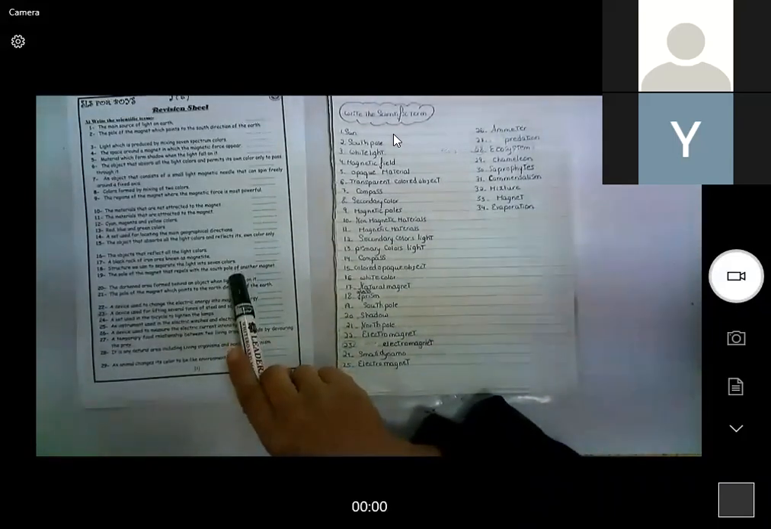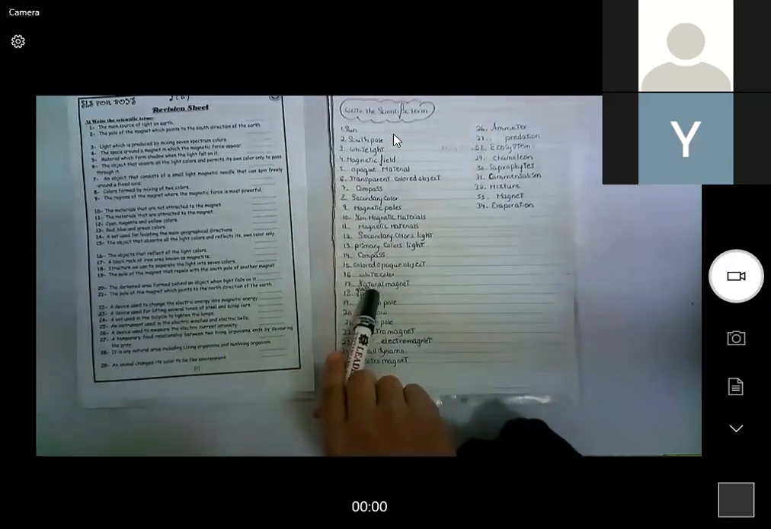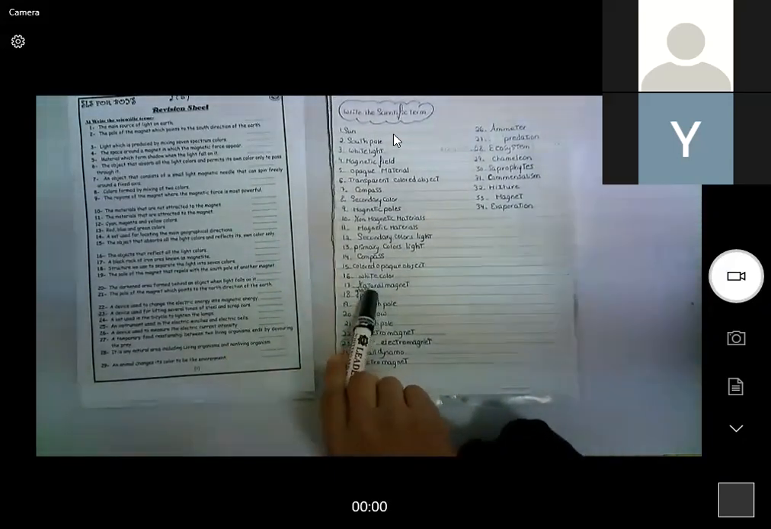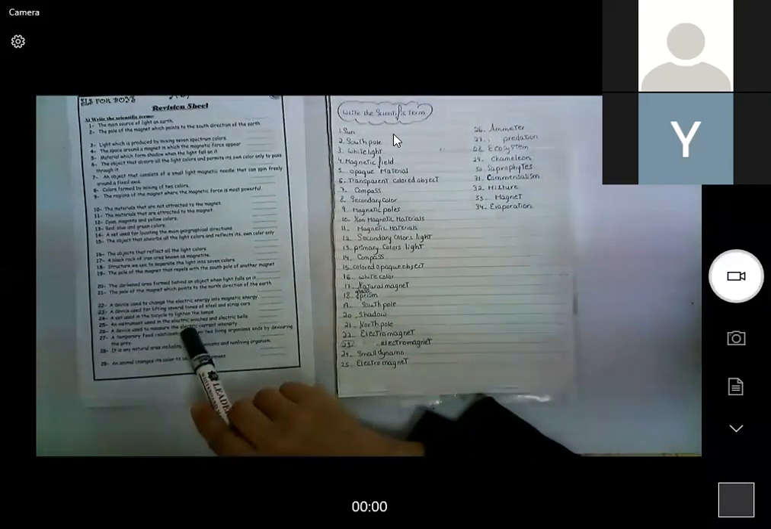Number 17, a black rock of iron ores known as magnetite. Here it means the natural magnet. The natural magnet, its color is black and it's made of iron ores, and it's known in other words as magnetite.